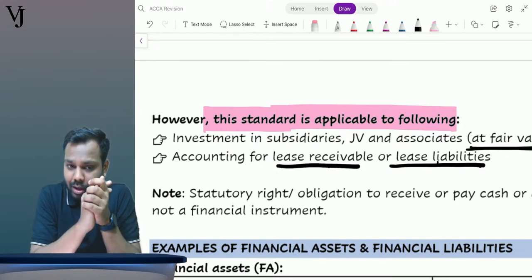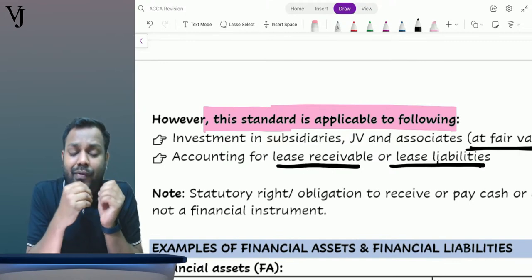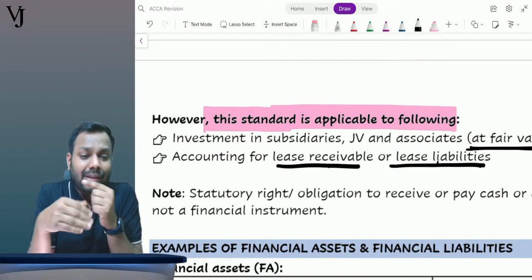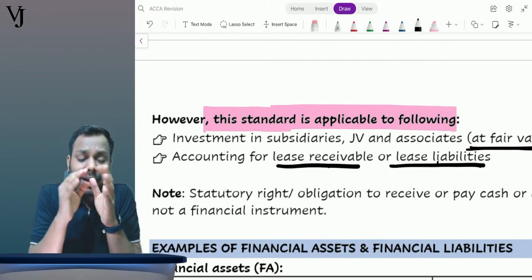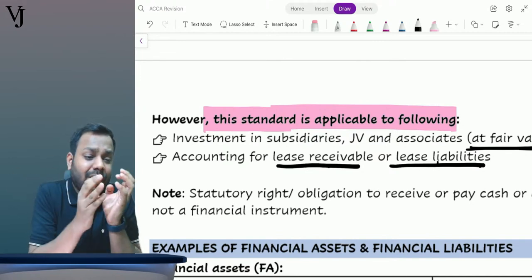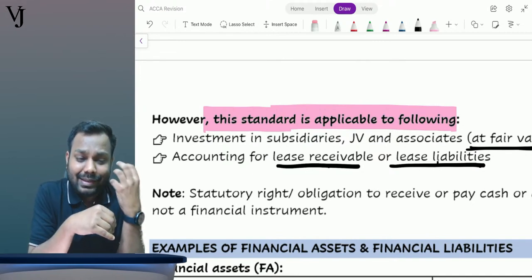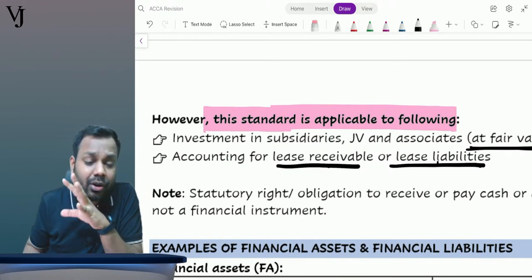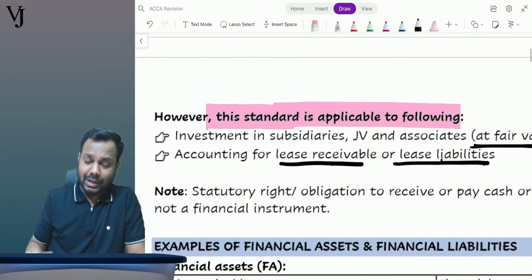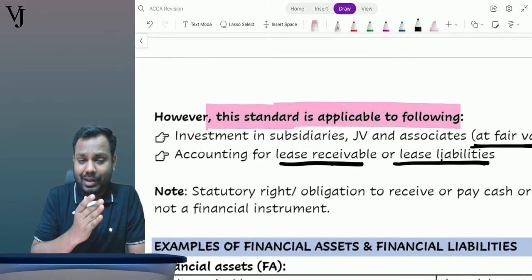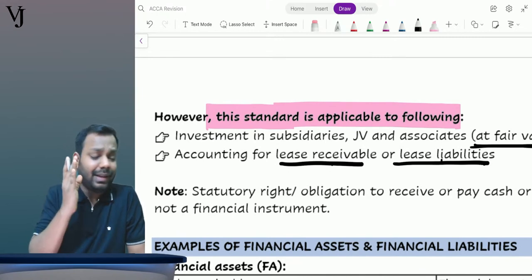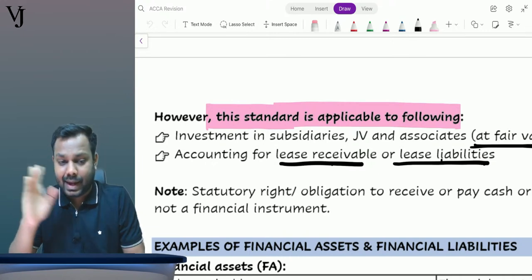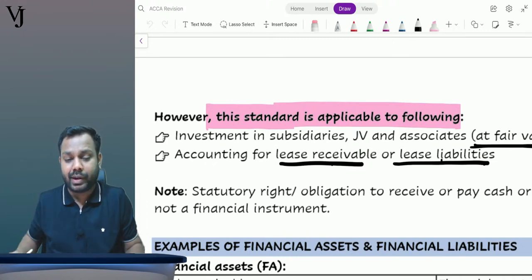Okay, now. But subsequently, lease receivable is a financial asset. Lease liability is a financial liability, right? So these are covered under IFRS 9. Right of use asset gets covered under IAS 16 or 40. Okay. So subsequently, it will get covered, but initially, it will not get covered. Okay. So the initial treatment of lease receivables and lease liability is as per IFRS 16, and the subsequent treatment is as per IFRS 9. I hope that is clear to all of you. The applicability provisions are clear to all of you.